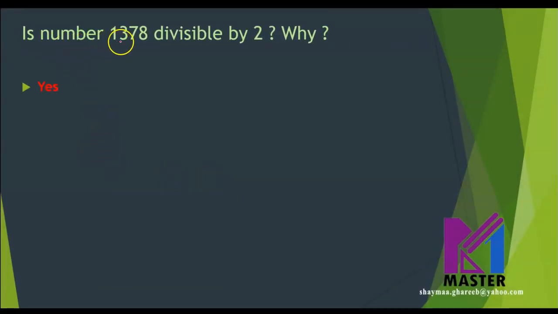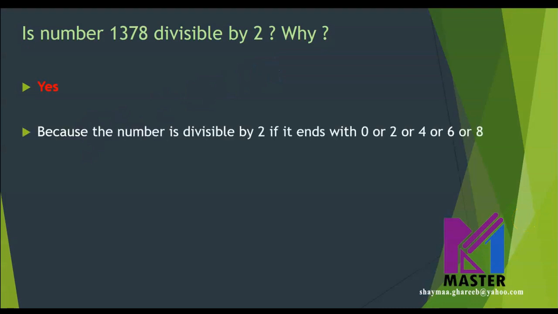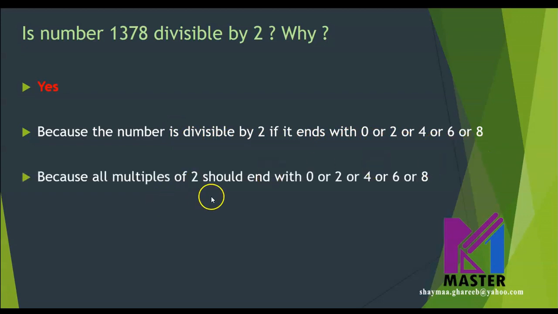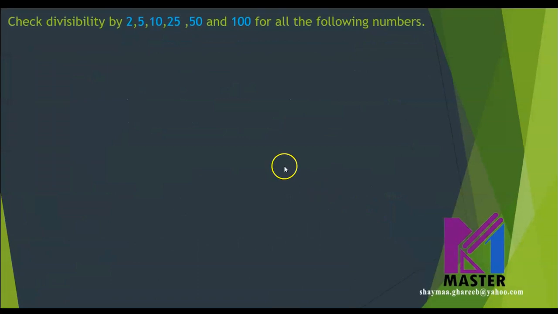Is number 1378 divisible by 2? Yes. Why? The reason is because the number is divisible by 2 if it ends with 0 or 2 or 4 or 6 or 8, or we can say that all multiples of 2 should end with 0 or 2 or 4 or 6 or 8.